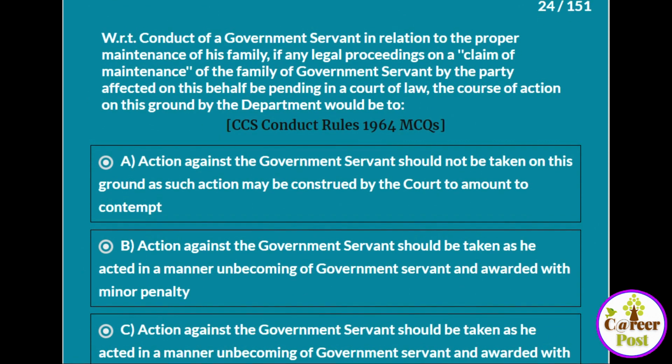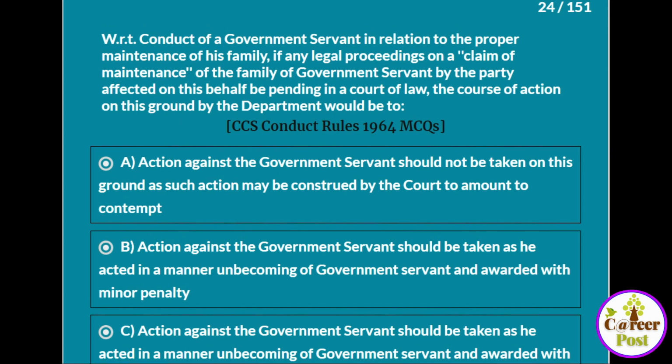With reference to conduct rules, conduct of the government servant in relation to proper maintenance of his family: if any legal proceedings on a claim of maintenance of the family of the government servant by the party affected on his behalf be pending in a court of law, the course of action on this ground by the department would be. Here the question we should understand is that the government servant is not maintaining his family properly. The claim of maintenance by the family, by the party affected on his behalf, is pending in a court of law. Then what you have to do?